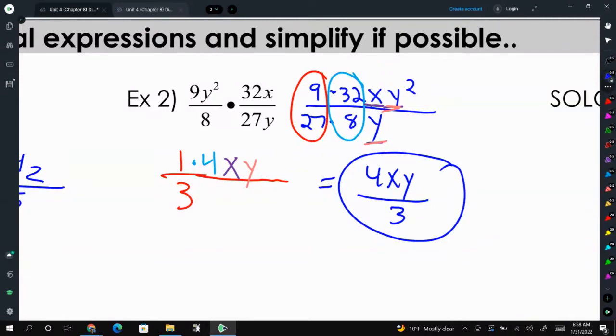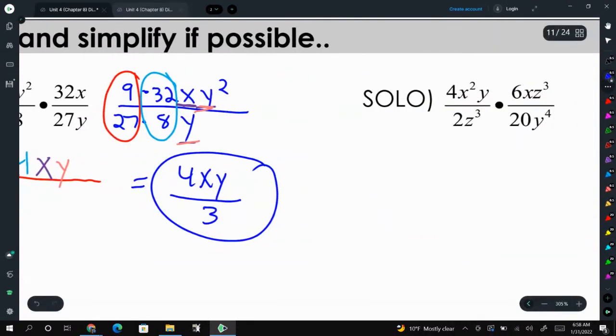Please try the solo over here. I'm going to ask you to pause it, and then work on it. Once you're done, unpause it so we can see what you get.